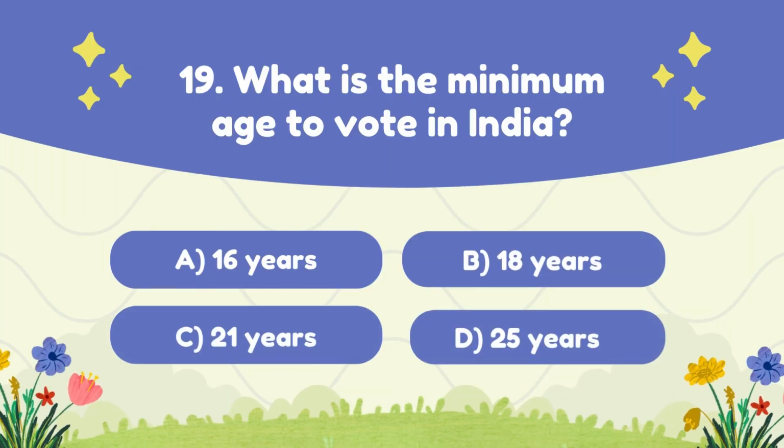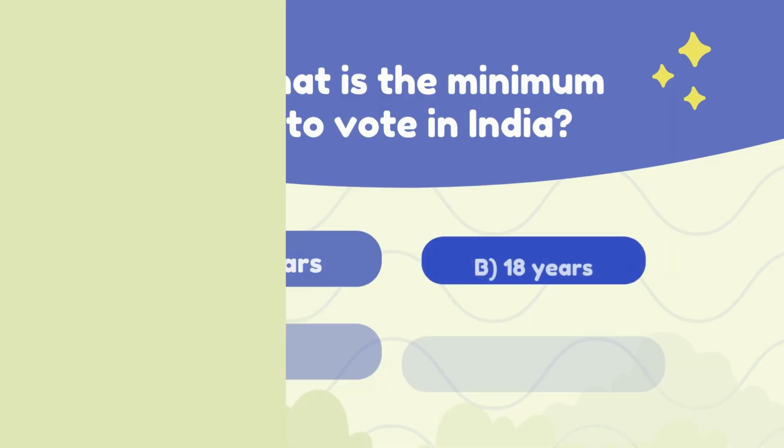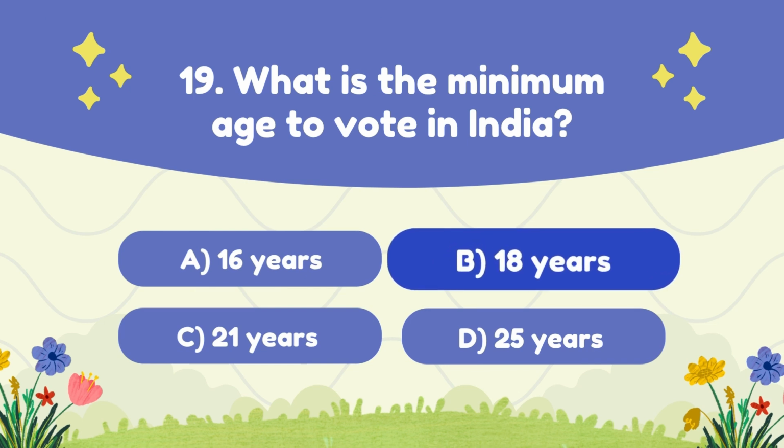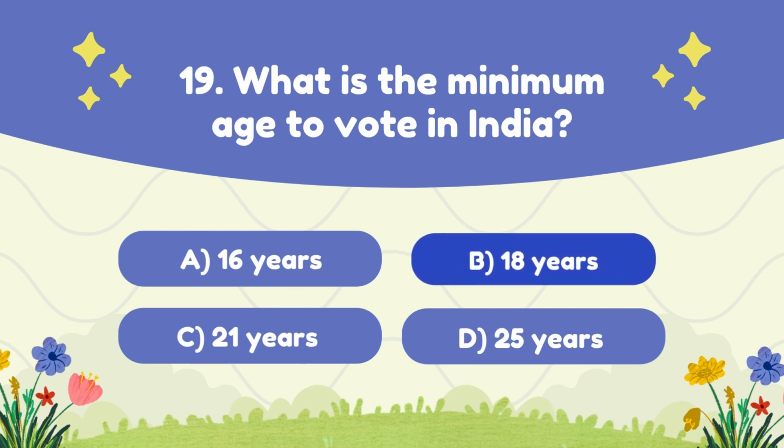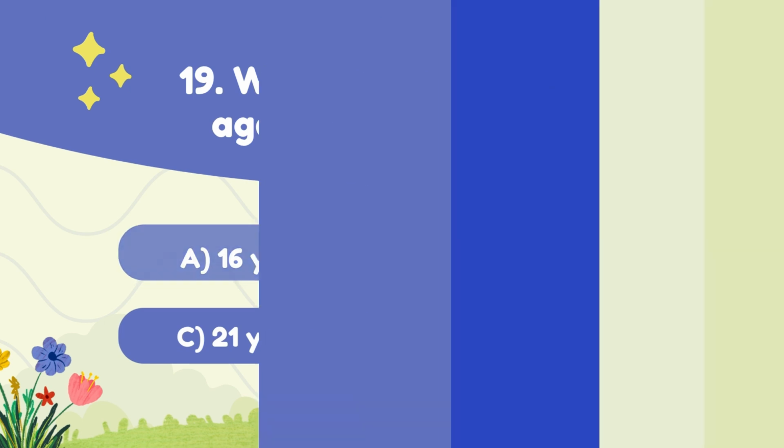What is the minimum age to vote in India? A. 16. B. 18. C. 21. D. 25. The answer is 18 years. This is set by the 61st Constitutional Amendment.